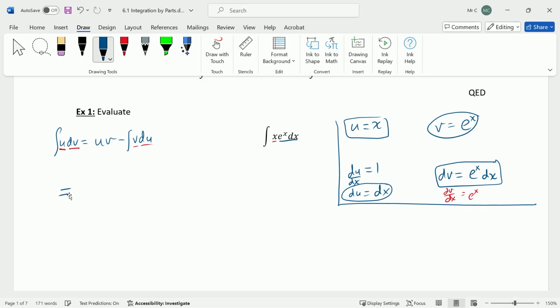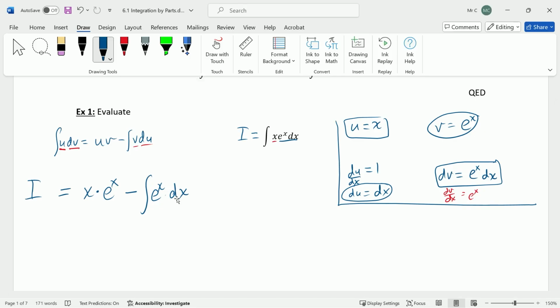All right, so now we just apply it. So we take our integral, so I'm going to just use I to be my integral here. So my integral of x e to the x dx is equal to what? Well, now I can rewrite this as uv, so I look over here, u is x, times v is e to the x, minus the integral of v, that's e to the x, du, and du is dx.